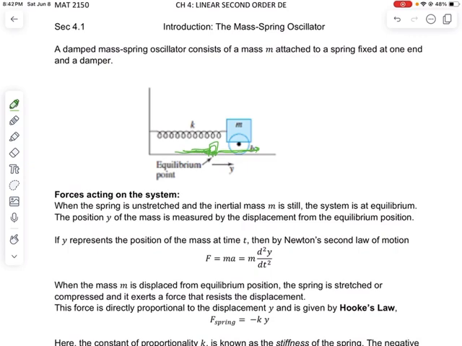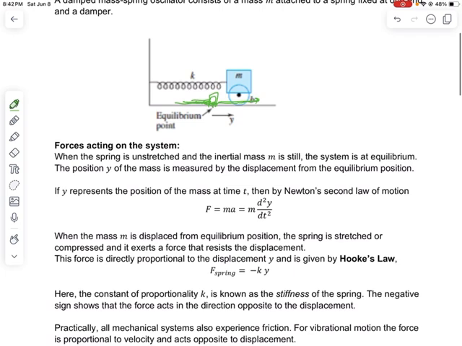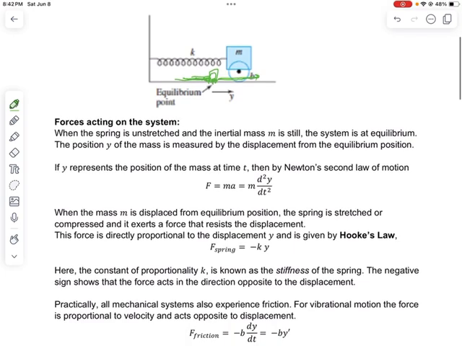Now when the mass is displaced from the equilibrium position, the spring is stretched or compressed, and it exerts a force that resists the displacement. This force is directly proportional to the displacement y, and is given by Hooke's law, F is equal to negative ky. The k here is the constant of proportionality, and it is known as the stiffness of the spring. So different springs will have a different k. The negative sign shows that the force acts in the opposite direction to the displacement.